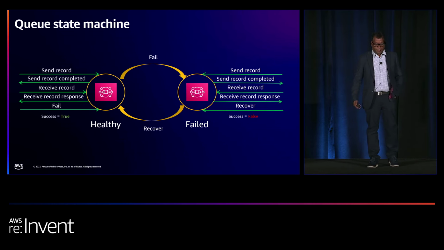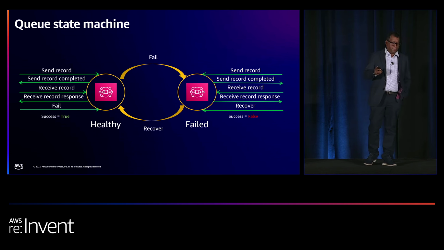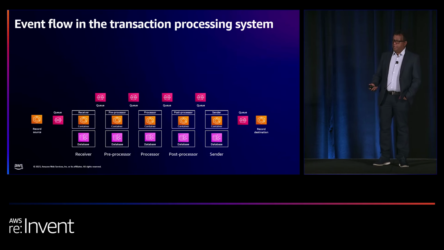Now let us see the full state machine for a queue. It has 2 states, a healthy state and a failed state, and they transition to each other in response to a fail and recovery event. It also shows you all the events the queue supports in a healthy state and all the events the queue supports in a failed state. The only difference between the two is that in a healthy state, a queue supports a fail event, and in a failed state, it supports a recover event. Similar to the queue, we created state machines for containers, databases, record source, and record destination.